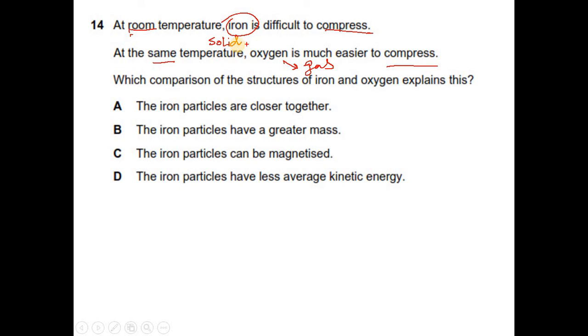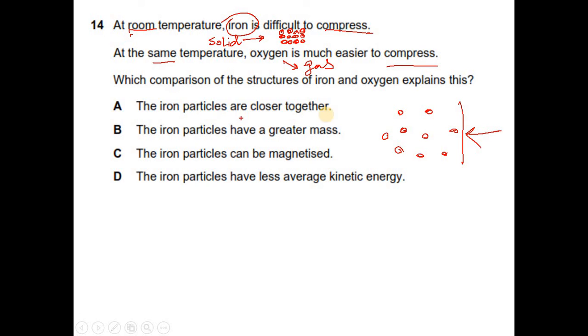Clearly you know that in solid, particles are compact. There is not much space between the particles like these, and they cannot move. They are just oscillating at their place. So you cannot compress solid. But in gas, particles are further apart, and they are moving rapidly here and there, so you can compress these particles easily. So it's all about distance between the particles.